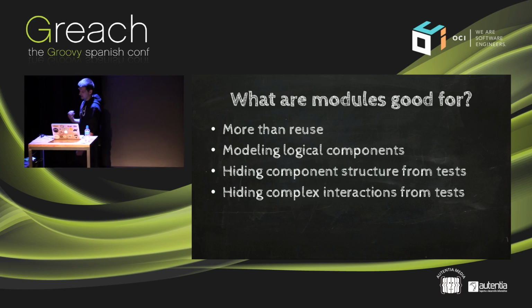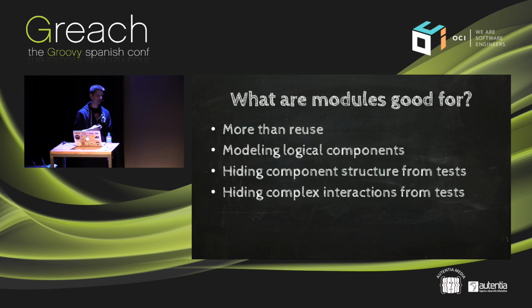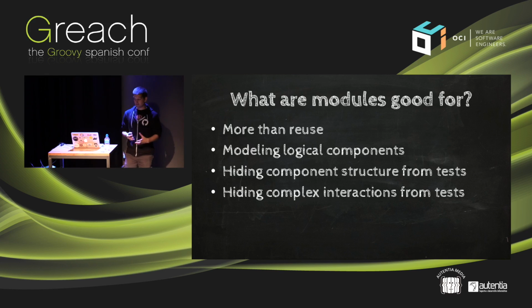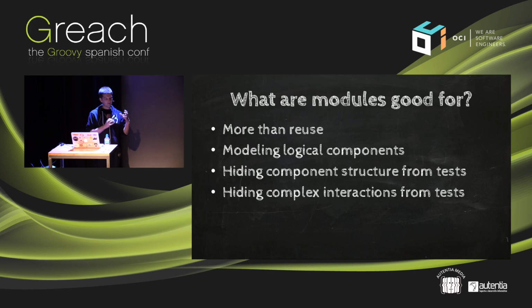Modules are, in the book of Geb, advertised as being useful for code reuse, but what I would like to tell you is I think that they are also useful when you're dealing with logical components, even if they are only used a single time on a single page. You should really wrap it into a module, because that way it allows you to keep your test simpler, hide the structure of a complex component from the test, and also hide complex interactions from the test.